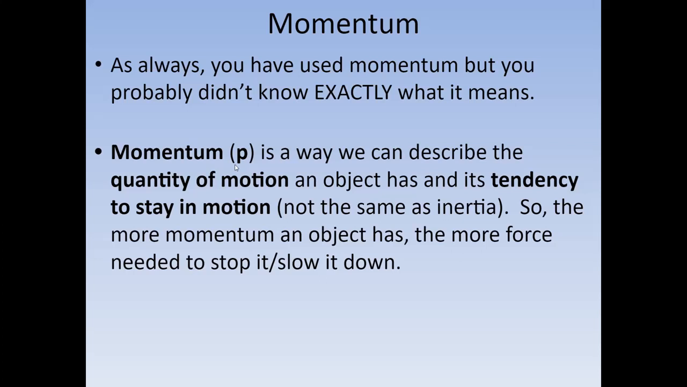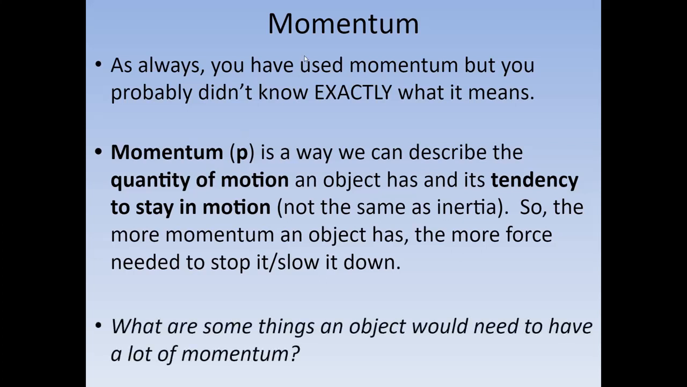So going back to this, an object has a certain amount of quantity of motion, a certain amount of momentum. The more momentum the object has, the more force is needed to either stop it or slow it down. So again, it's very similar to this idea of kinetic energy and inertia in the sense that the more we have of it, the more force is required to take it away or to change it. If you have a lot of kinetic energy, you need a lot of force to do a lot of work in order to get rid of that kinetic energy. And if you have a lot of mass or a lot of inertia, it requires more force to change your motion based off of that inertia.